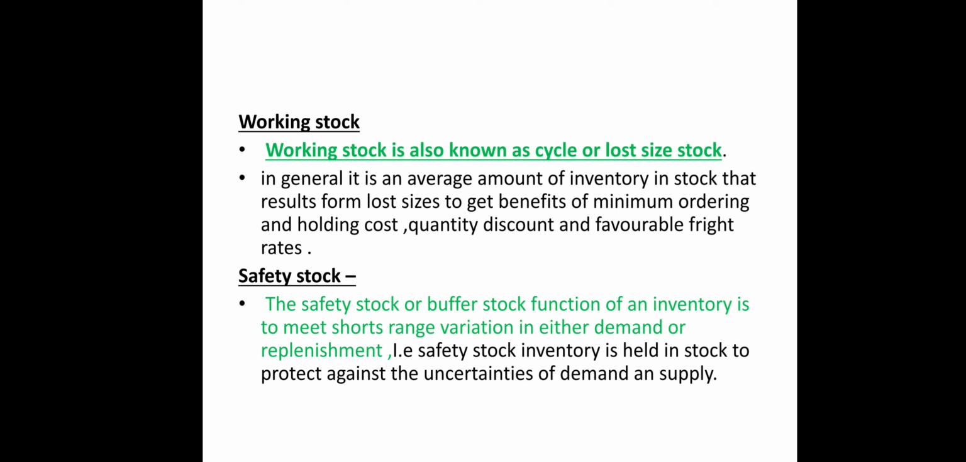Working stock is also known as cycle or lot size stock. In general it is the average amount of inventory in stock that results from lot size. As I said, it is in-process stock, maintained to make raw material available. Then safety stock or buffer stock: the function of this inventory is to meet short-range variation, either in demand or replenishment. Buffer stock is an extra stock maintained to avoid a breakdown. So safety means extra, stored in their storage.